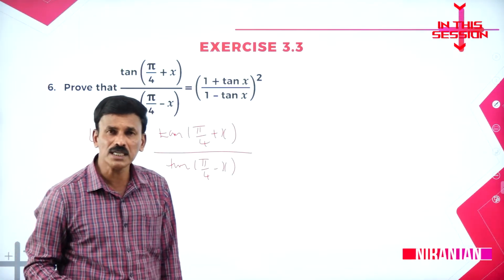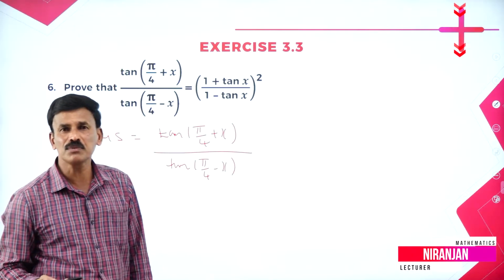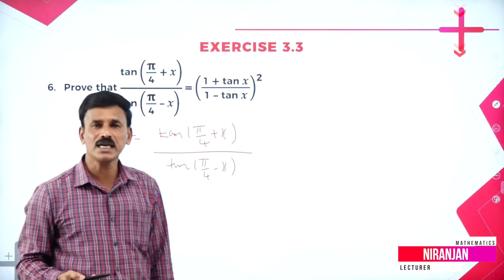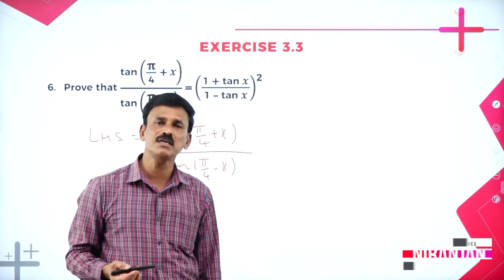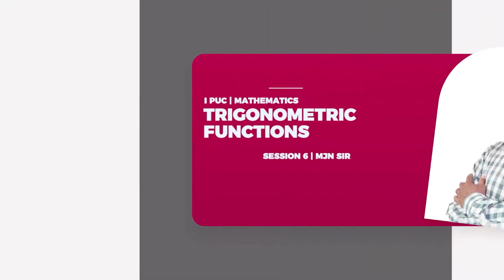What is the formula for tan a plus b? Tan a plus tan b divided by 1 minus tan a tan b. For tan a minus b, tan a minus tan b divided by 1 plus tan a tan b.